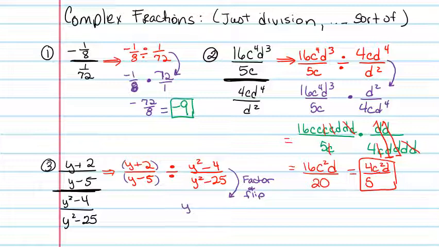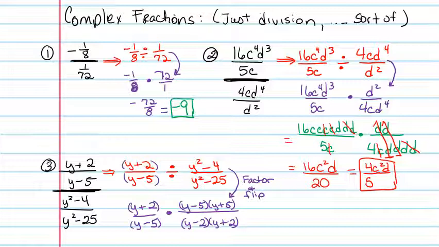So that's going to give me a y minus 5 and a y plus 5 in my numerator, and a y minus 2 and a y plus 2 in my denominator. I factored and flipped. Stop the video if you're not sure how that factored or where all that came from. Stop the video and figure that out.